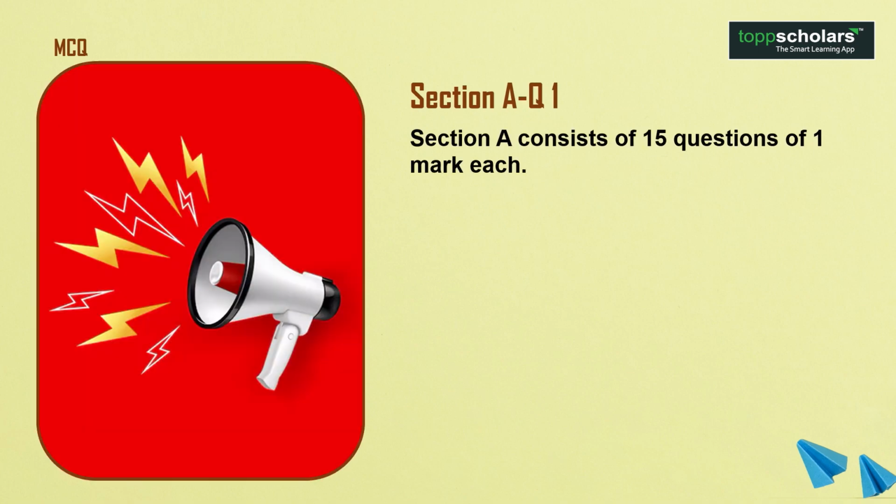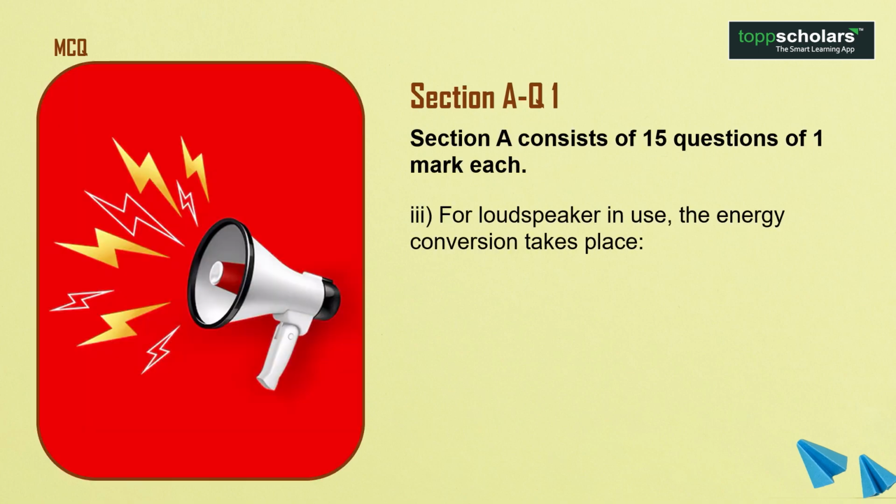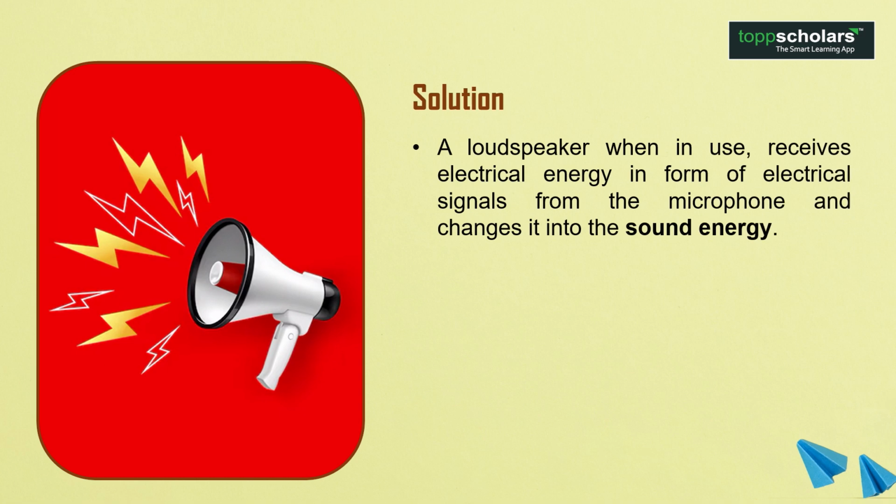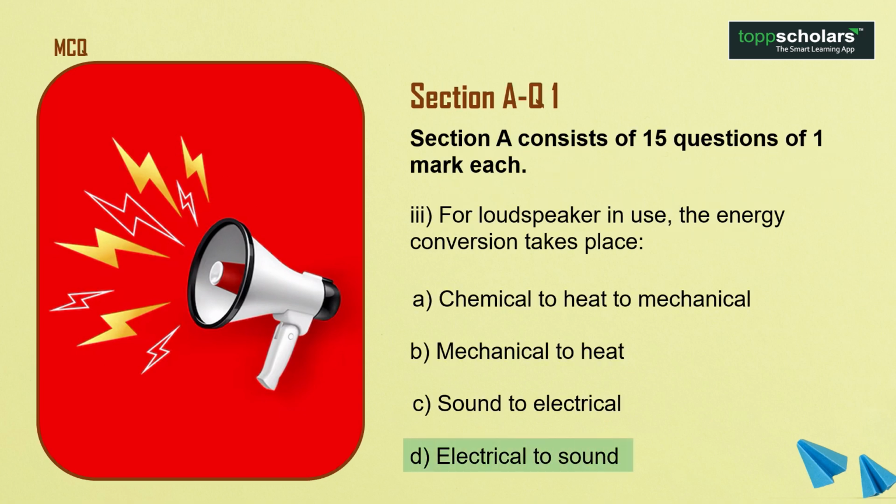Let's have a look at the third question. It says, for a loudspeaker in use, the energy conversion that takes place is: option A, chemical to heat to mechanical; option B, mechanical to heat; option C, sound to electrical; option D, electrical to sound. Here we are talking about a loudspeaker. So we know that a loudspeaker, when in use, receives electrical energy in the form of electrical signals from the microphone and changes it into sound energy. So what is the correct option? The correct option is option D, electrical to sound.